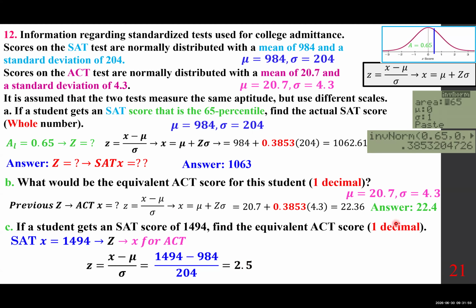And now, X is mu plus Z sigma, 31.45 to make it into 1 decimal. The answer is 31.5. So SAT score of 1,494 and ACT score of 31.5 are equivalent.